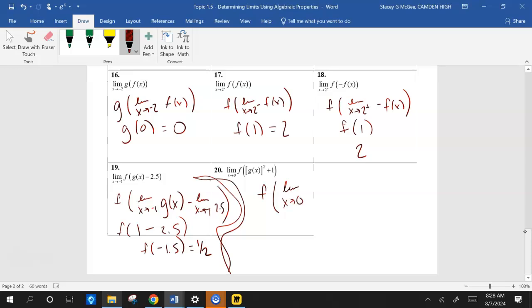So when I worked this one, I did g of x, and I said that I was squaring it. I used that exponent property and squared it after I took the limit, plus the limit as x approaches 0 of 1. As I go to 0 on g, what do you get? That's that 0, 0. We keep referencing that over and over again. This is 0, and 0 squared is 0. So I've got f of 0 plus, that's 1.